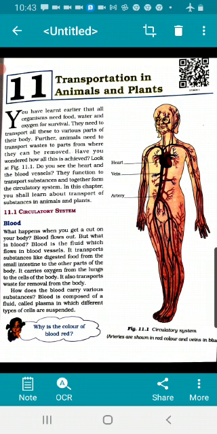Now, the next one is blood vessels. So, you know that this is the blood, and it moves from one part to another part with the help of these blood vessels. There are three types: arteries, veins, and capillaries. The blood flows in the body through long tube-like pipes called blood vessels: arteries, veins, and capillaries.